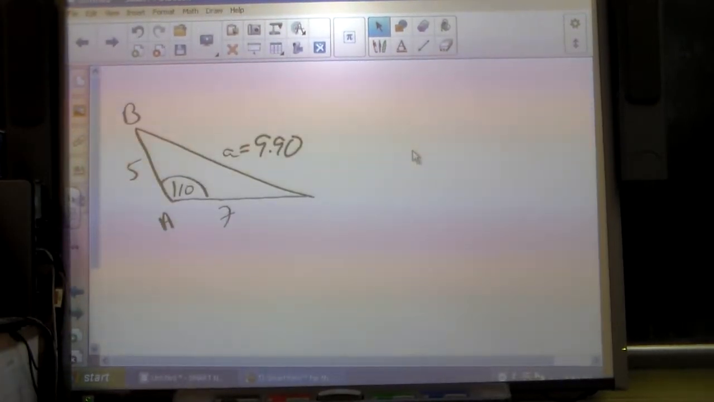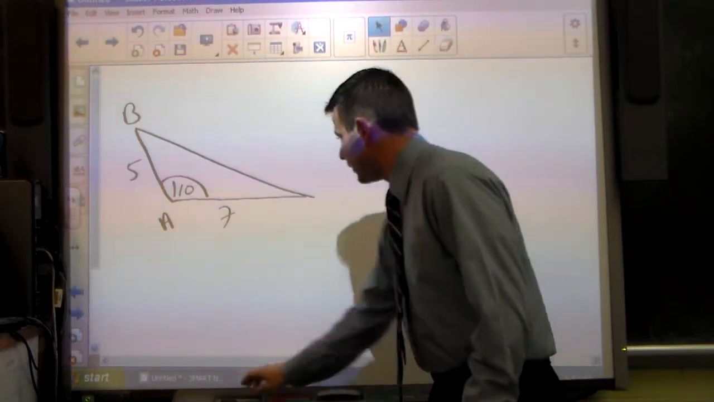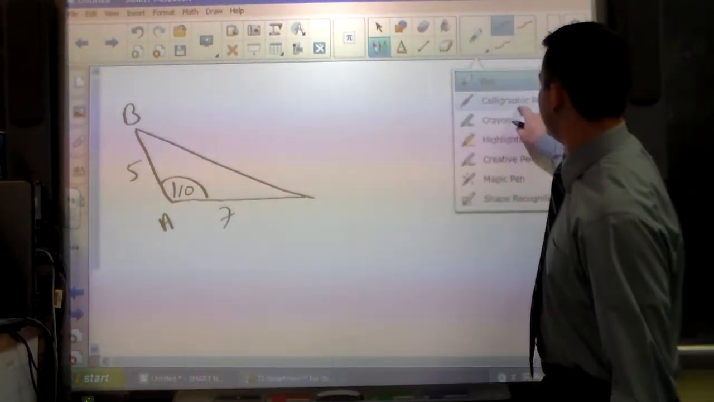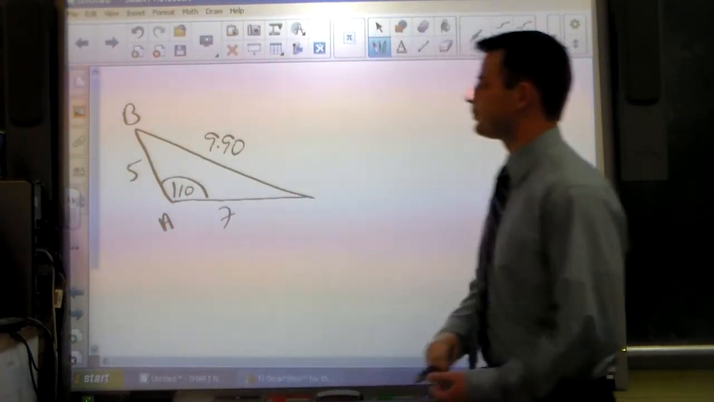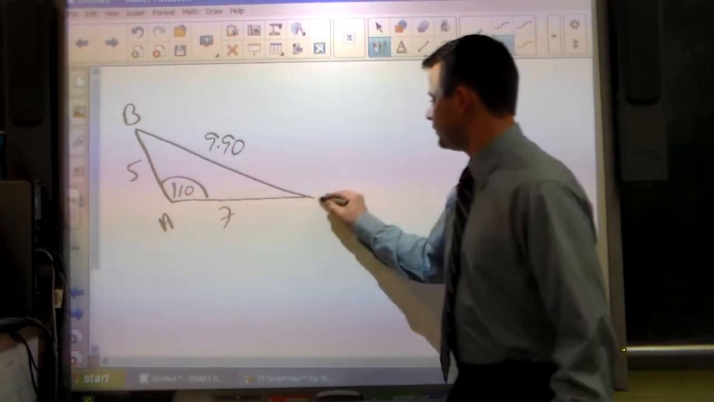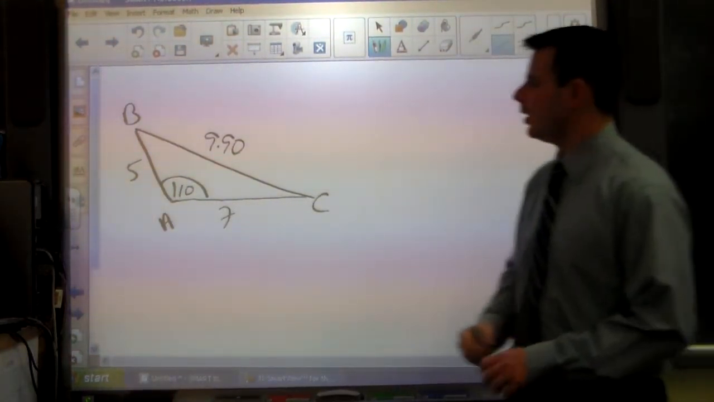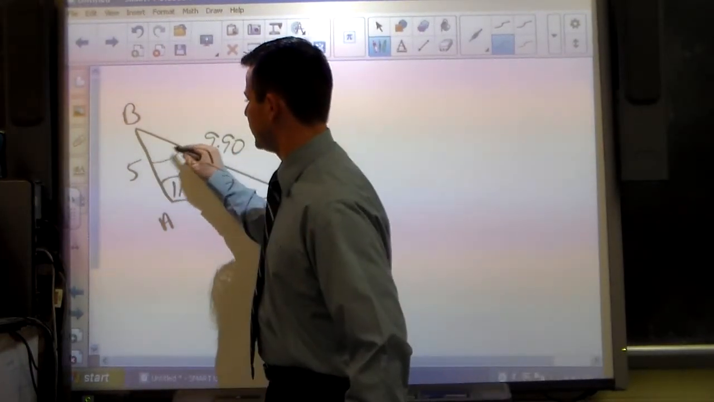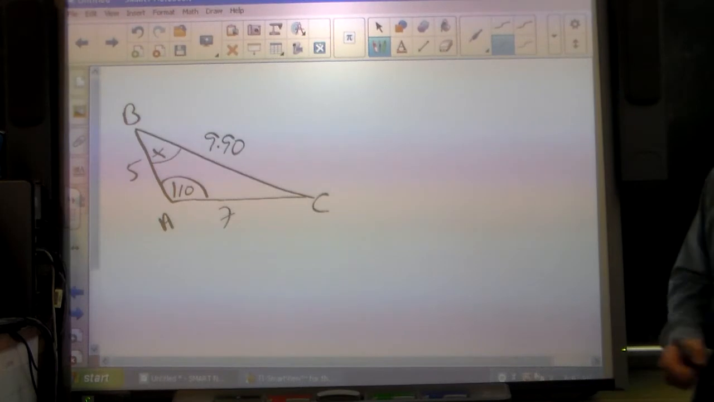So now we have a new question. And the new question says that we have 4 pieces of information. And now we want to know what is angle B and what is angle C. A couple ways you go about this now. Let's find angle B first. Call this X. Well, we can set up the law of sines here.